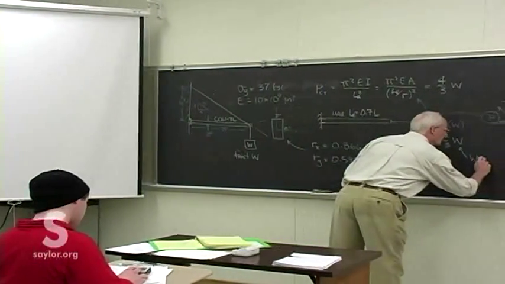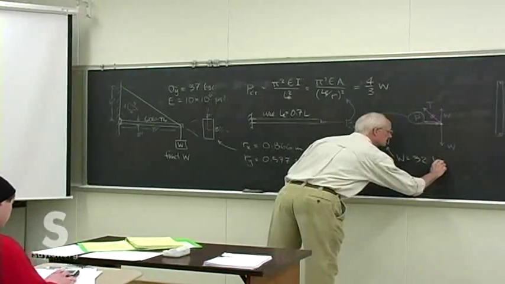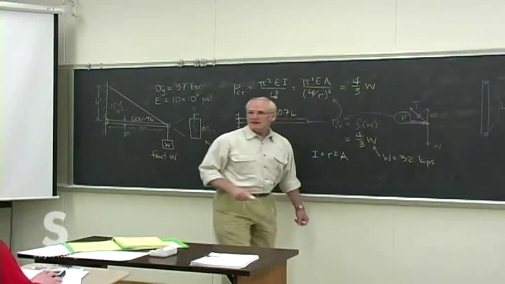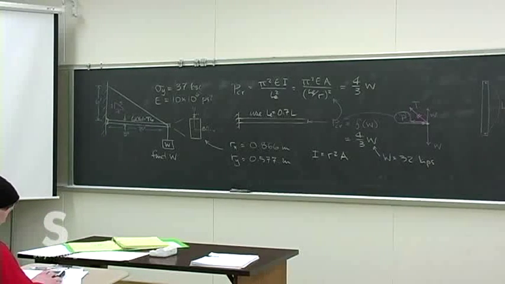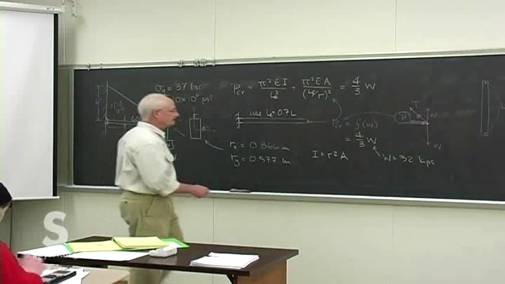I got a W of 32 kips. Phil got that as well, I think. Chris now has it. Oh, that's right, this is feet then. Great. And so then you take P.